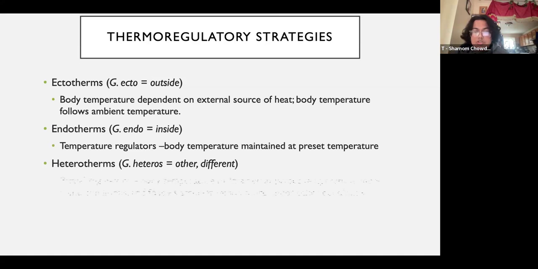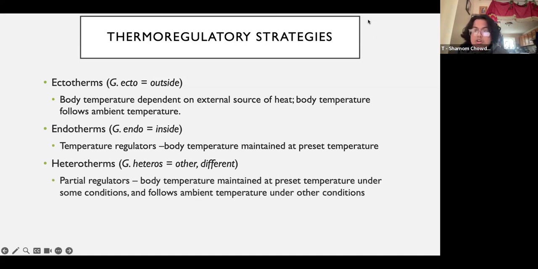And then there are heterotherms. Heterotherms aren't as common. However, their body temperatures are maintained at preset temperatures under some conditions, and depending on other conditions, they follow temperatures from the external environment. So heterotherms switch depending on the condition they're under.